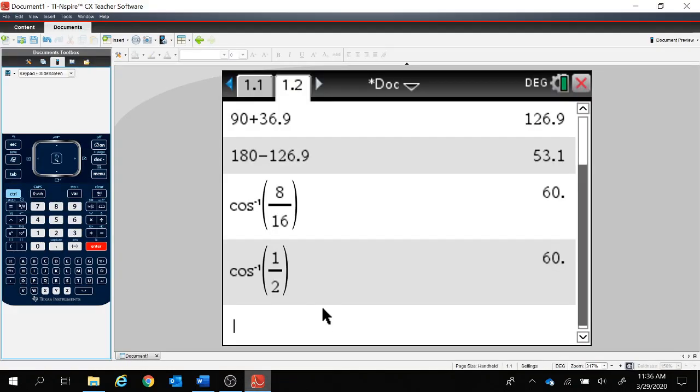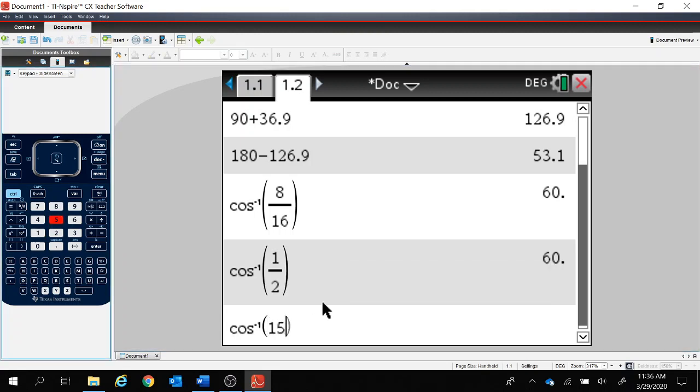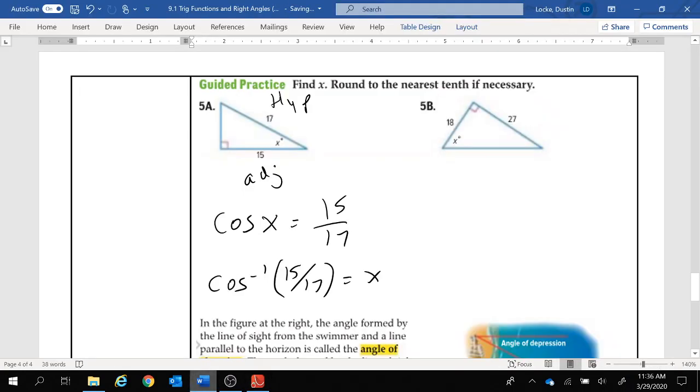So that'd be cos inverse 15 over 17, and we get 28, and we'll round it up to 28.1 as the missing angle. So 28.1 degrees. Okay, next one, we have our opposite side over here.